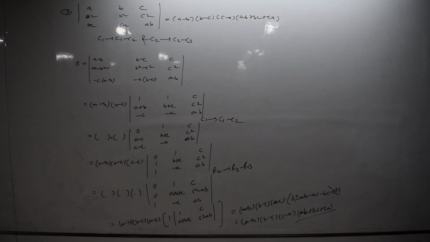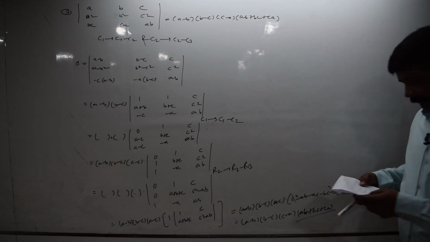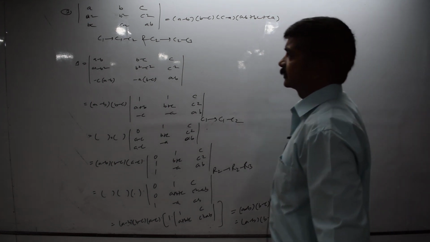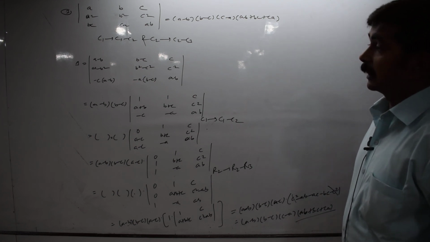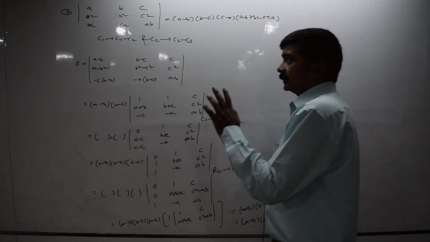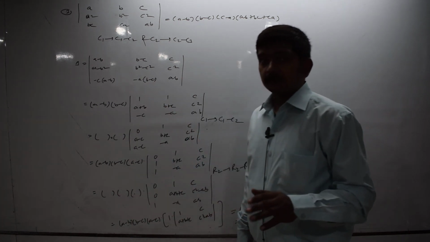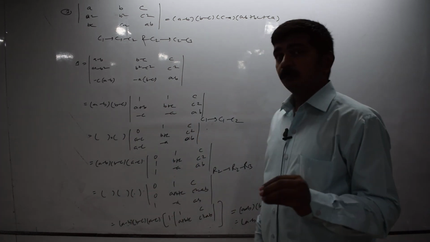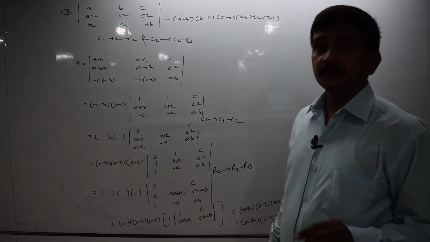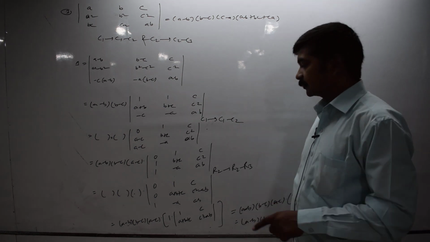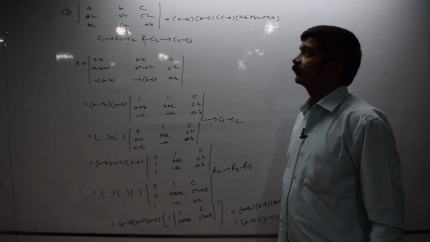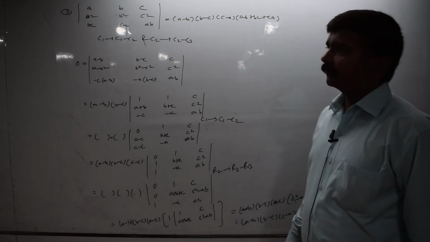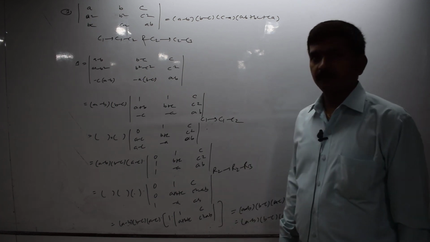Now we take another example which is also related to the concept of this. Before taking another example, we again discuss the main important points: we produce maximum zeros, maximum zero in a row or a column, by applying the properties of determinants and find the solution of determinants.